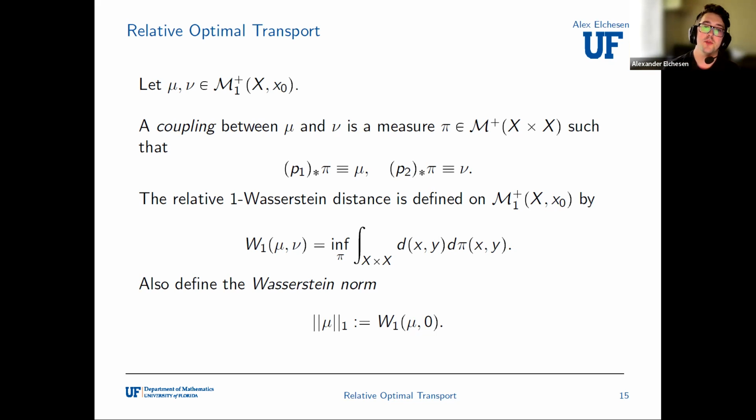Then what we're calling the relative one Wasserstein distance is just defined to be the infimum of the cost of a coupling taken over all couplings. This is exactly the same definition of the cost as in the classical case. Really all we've done here is just relax our notion of equality, relax the marginal constraints. And so we also get a norm. I could define the one norm of one of these equivalence classes of measures as just the relative one Wasserstein distance from mu to the zero measure. Okay, so it's almost deceptively simple.